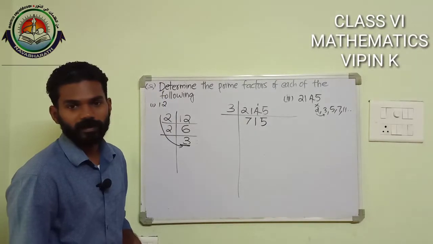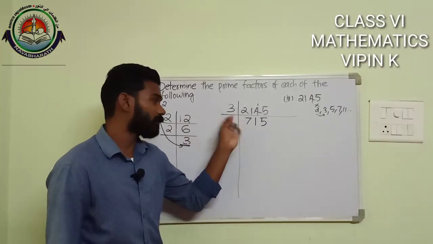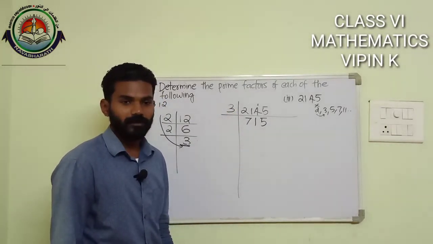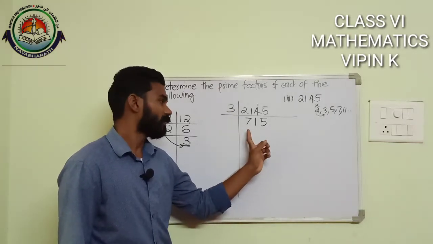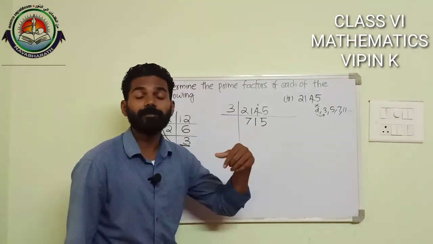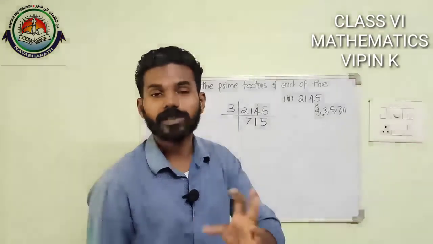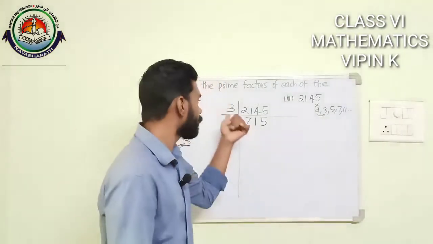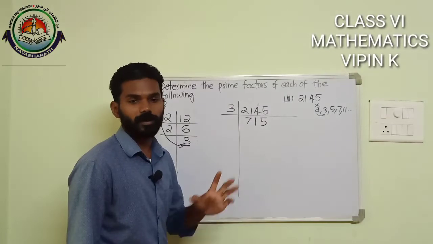Clear? Again we want to check whether it is further divisible by 3. For that again you need to find the sum. 7 plus 1 is 8. 8 plus 5 is 13. Which is not divisible by 3. So we cannot do that.